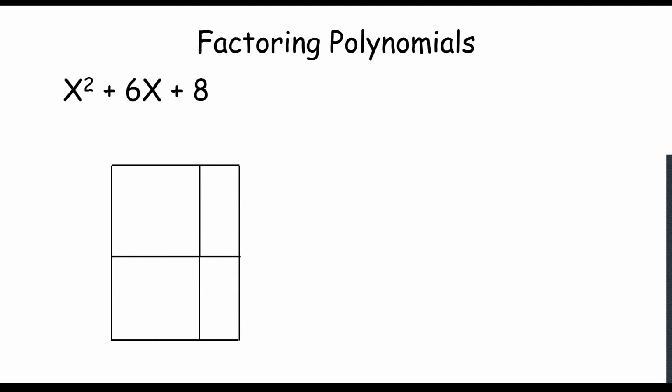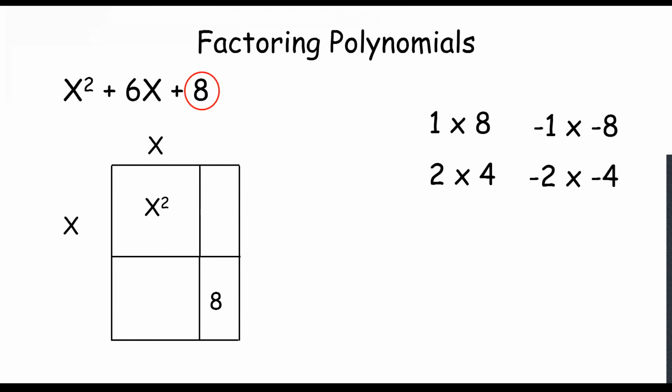From previous experience with numbers and variables, we know that one way to get x squared is to multiply x times x. Next, place 8 in the lower right-hand box. In order to find the other two terms, consider the factors of 8. 1 times 8, 2 times 4, and the negative factors. And the add-ins of 6. 1 plus 5, 2 plus 4, and 3 plus 3.